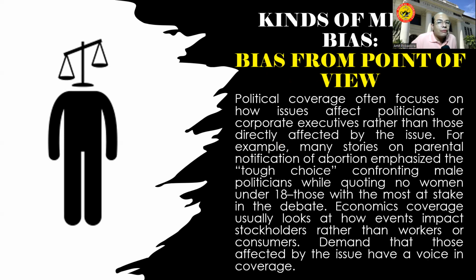Another is bias from point of view. So this is the very common kind of bias because it really depends on the point of view. What one person believes is not the same as what another person believes. So it really depends on the point of view. Political coverage often focuses on how issues affect politicians or corporate executives rather than those directly affected by the issue. So the most common example for this bias is when we talk about politics, our political stance.